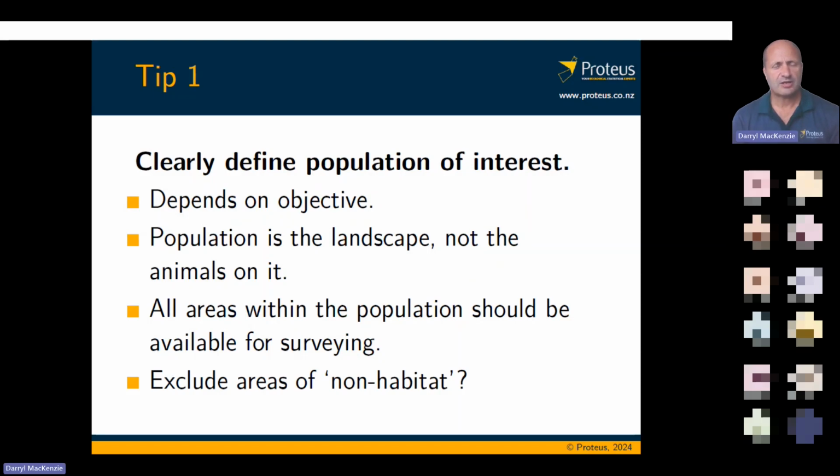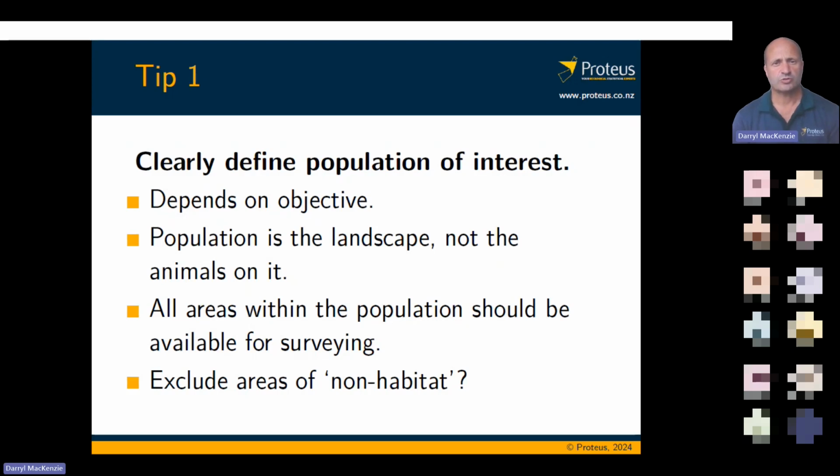And part of that may also be that there are areas of non-habitat. So there are areas where there's just no way the species is going to be present. And so we may exclude them right from the start. Although I've put a question mark after this point because it also depends upon what you're considering as habitat and the dynamics of that habitat, and again, your objective.